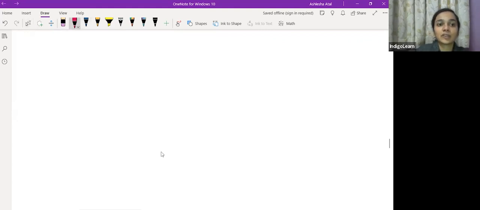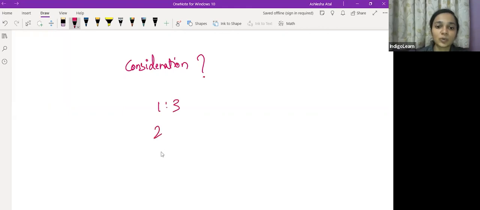So when we talk of bonus shares, will you take some consideration from the shareholder when you're issuing bonus shares? No, ma'am. Will the company take consideration? Definitely not. Because if the company is taking some consideration, then there's no point in issue of bonus shares. And whenever bonus shares are issued, they are also issued in some proportion, say 1:3 or 2:5 or any random ratio, depending on how the company is calculating it.